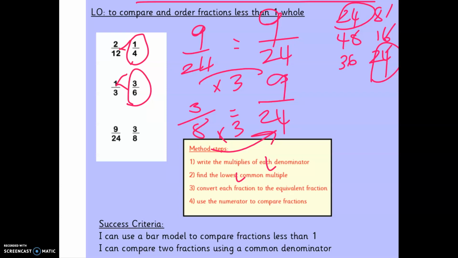So now I've got 9/24ths and 9/24ths, and I'm sure you'll agree with me that they are both the same fraction because 9 is the same as 9. So these two are going to be equal. Lovely, let's go on to the next slide and have another go.